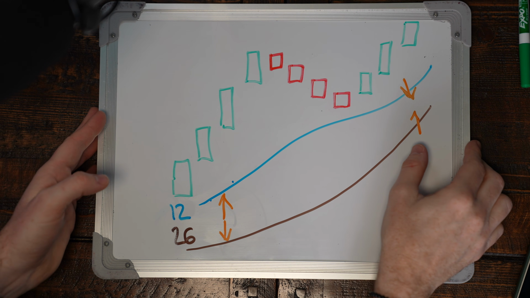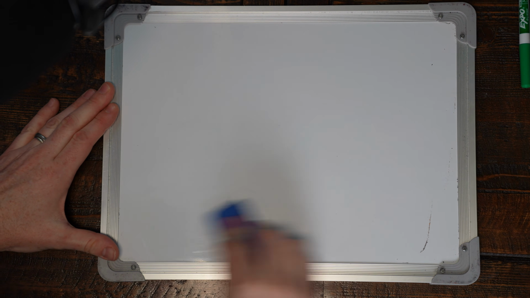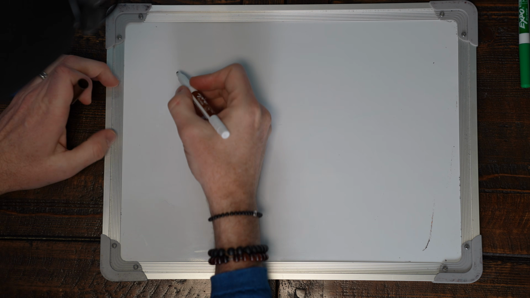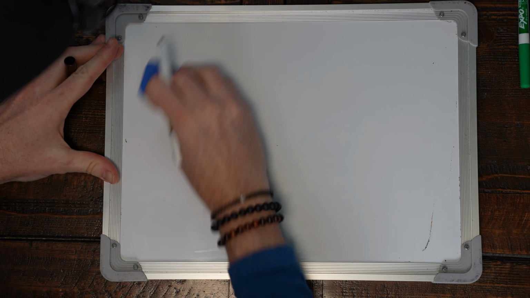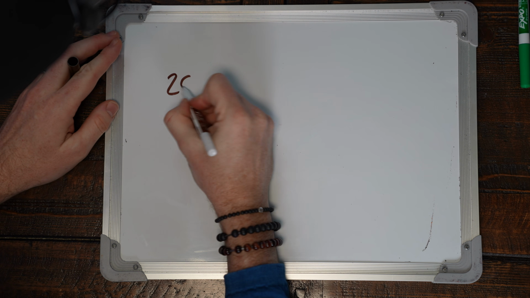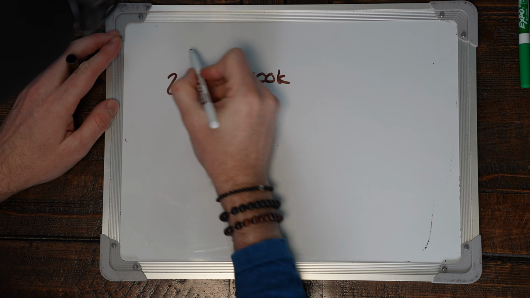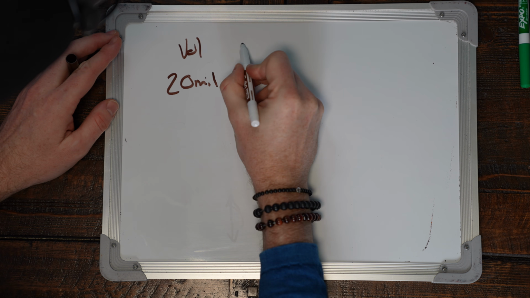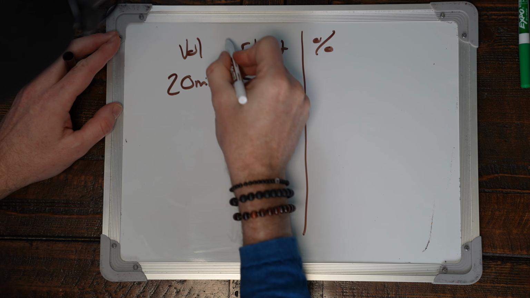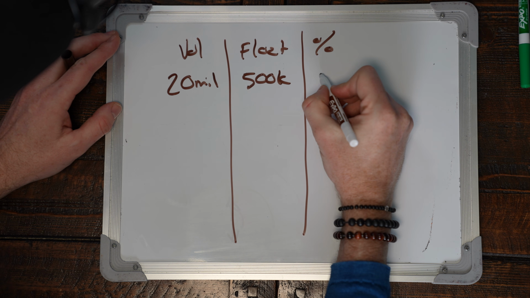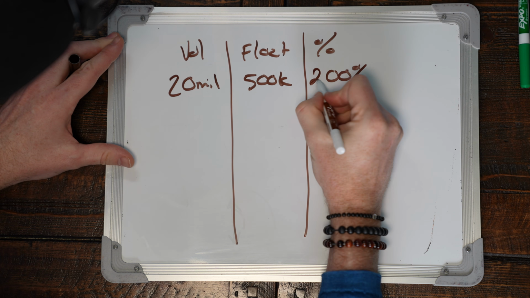So if I jump back onto the whiteboard, where's my eraser? There it is. Let me just give you an example. Today we've got this stock, it's got 20 million shares of volume, and the float is approximately 500,000 shares. So this is volume and float, and now we're going to do rate of change on the day. It's currently up 100% right now, although I think it peaked at 200%, so we'll put the peak at 200%.